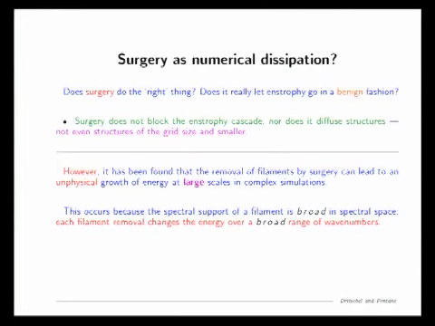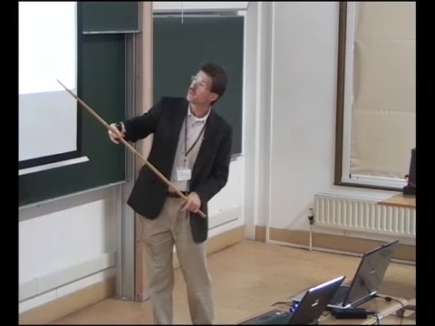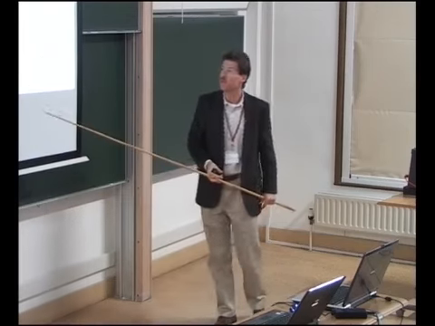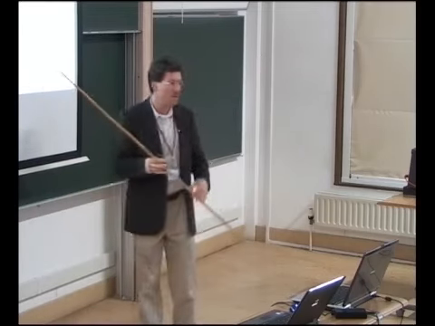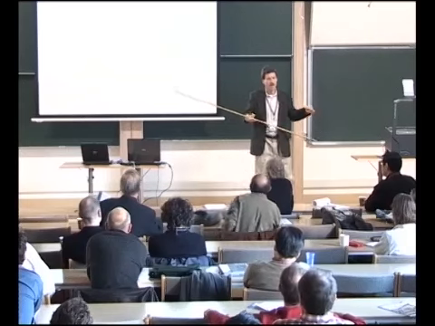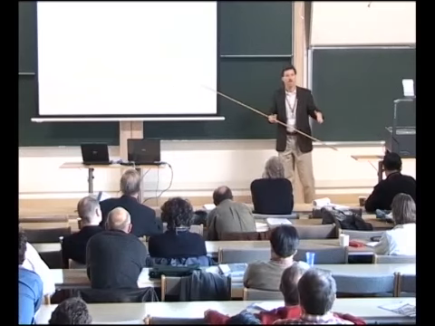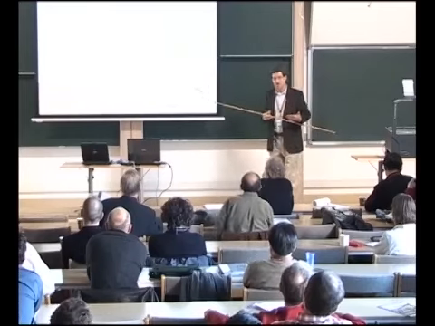So on the one hand, surgery doesn't block the entropy cascade, and it doesn't diffuse structures. It keeps things sharp, with sharp-edged vortices, which is good. And you can resolve things way below the grid size, in fact. But as I mentioned, if you excessively remove filaments over very long simulations, you see an erroneous, unphysical growth of energy at large scales in complex simulations.